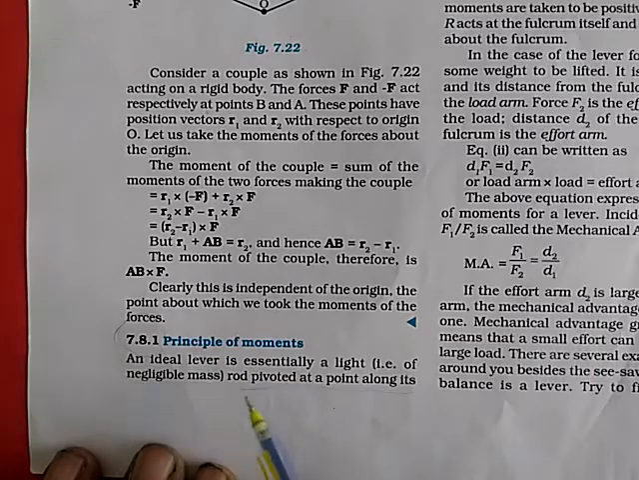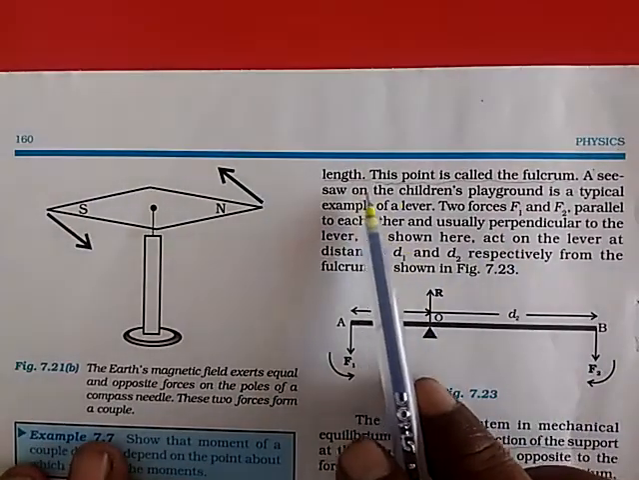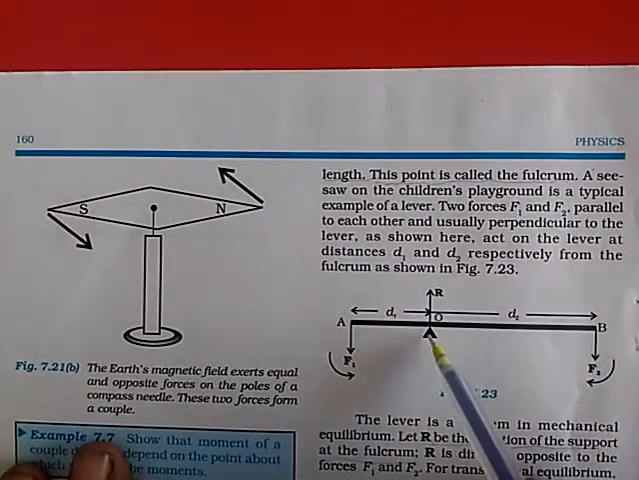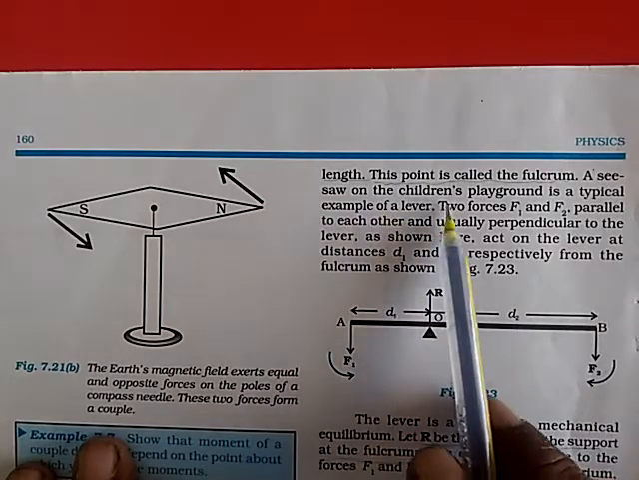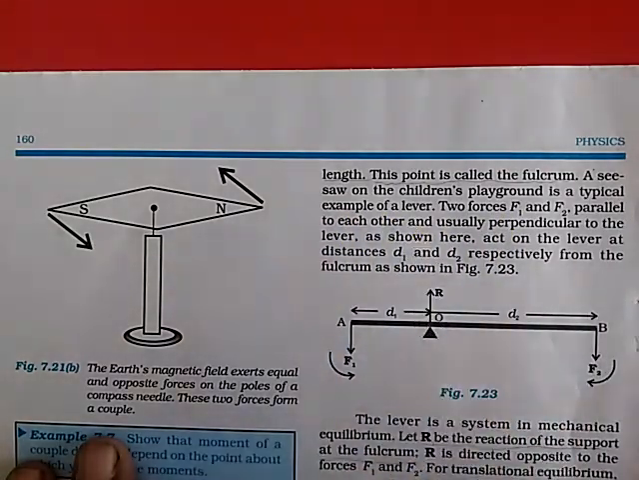An ideal lever is essentially a light rod of negligible mass pivoted at a point along its length. This point is called the fulcrum. A seesaw on the children's playground is a typical example of a lever.